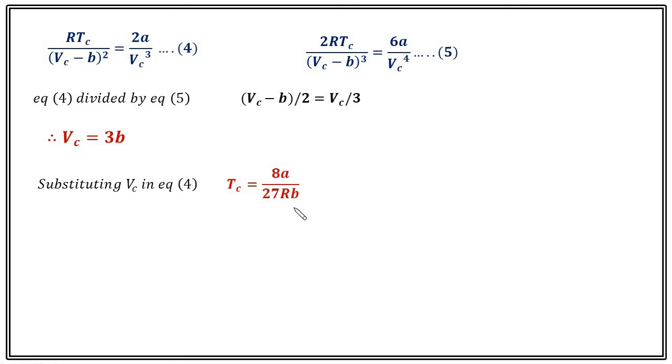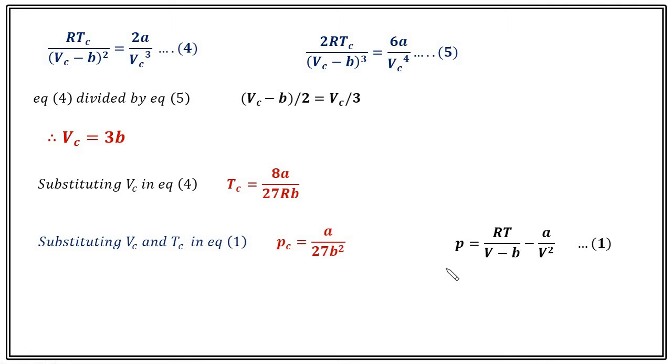Now we know the critical volume and the critical temperature, so it is very easy to calculate the critical pressure. To calculate the critical pressure, we will take the help of equation 1. Equation 1 is given by P equals RT upon (V minus b) minus a upon V square. Just substitute the critical temperature and critical volume here and simplify it, and finally what you will get is Pc equals a upon 27b square.